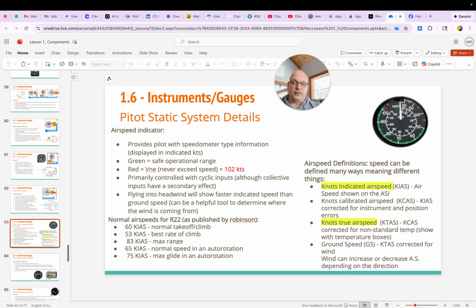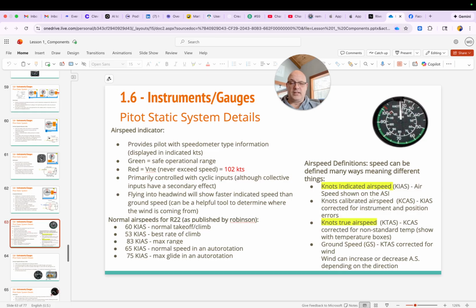So for example, for the 22, 60 knots KIAS, indicated airspeed, is normal takeoff and climb. 53 is best rate of climb, 83 is max range, 65 is normal speed in autorotation, and 75 is max glide in autorotation. Again, if you look at the speeds for a 44, all of them are slightly higher. Know your aircraft from the pilot operating handbook, just dive into it and you'll be able to see that.